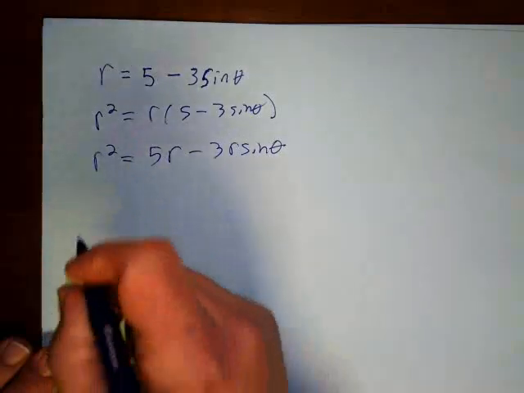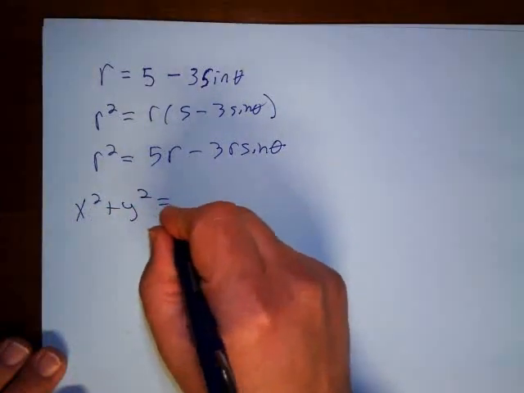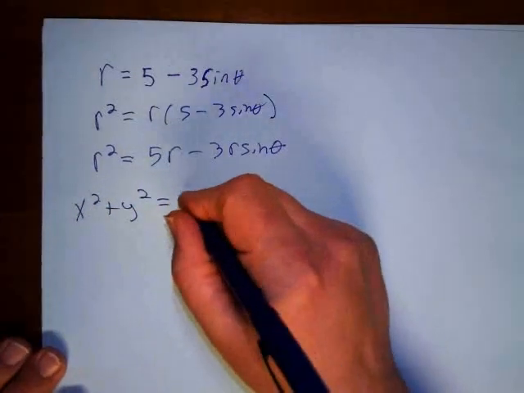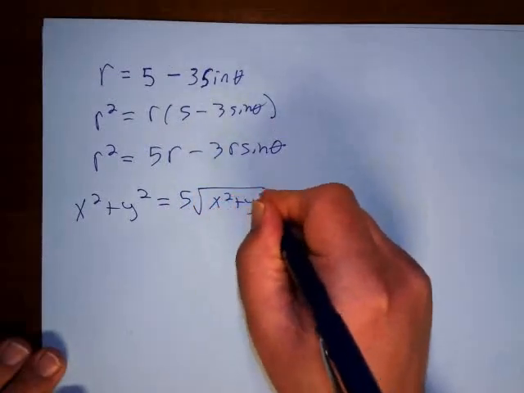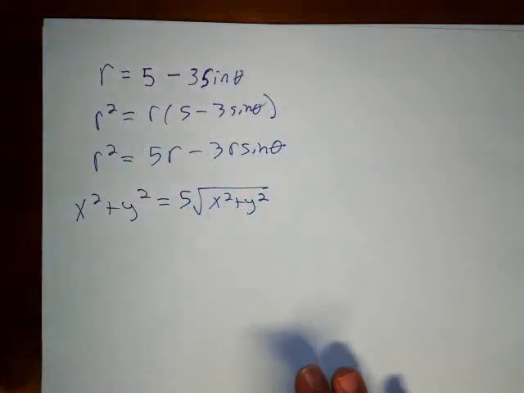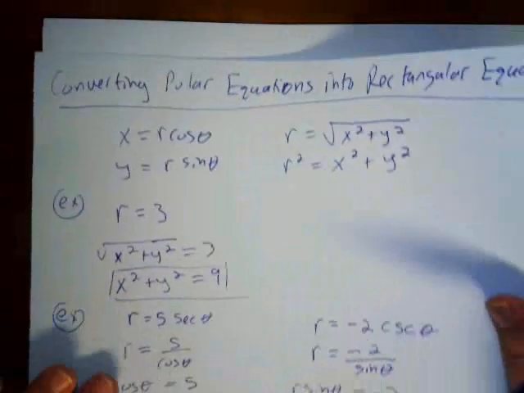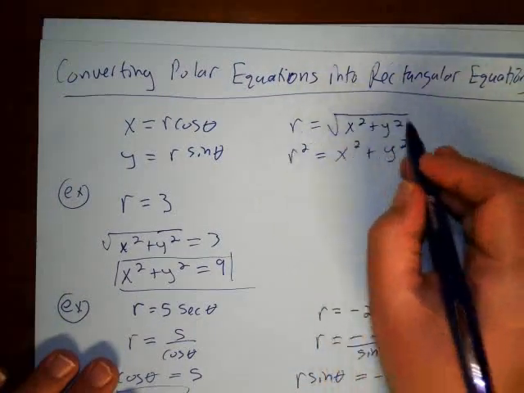Okay, the r squared, remember that is just x squared plus y squared. Okay, and then an r by itself is the square root of x squared plus y squared. Okay, so these come back to the definition of r being the radius, right? Using the Pythagorean theorem.